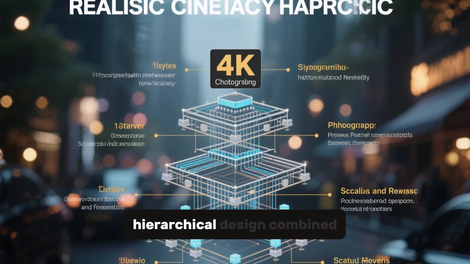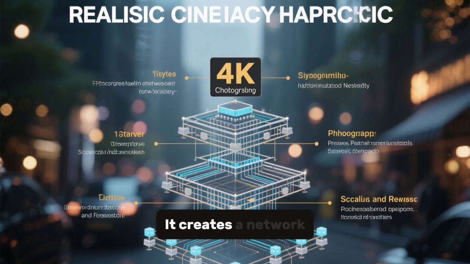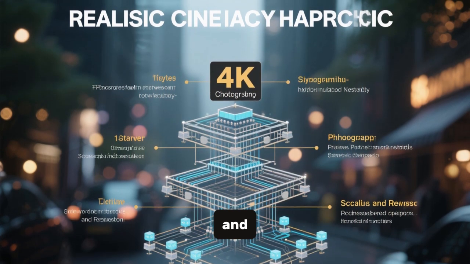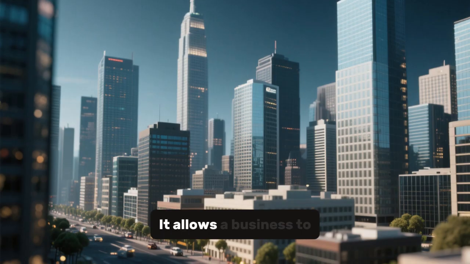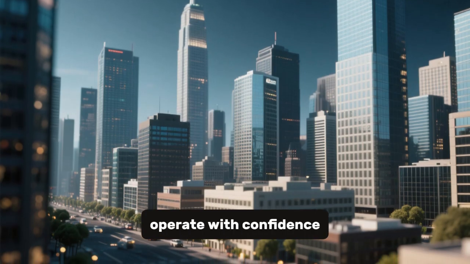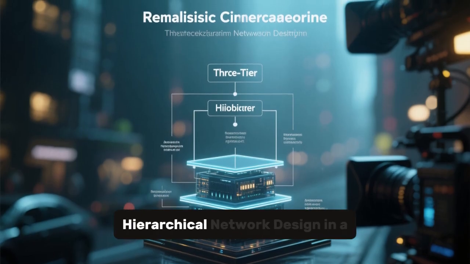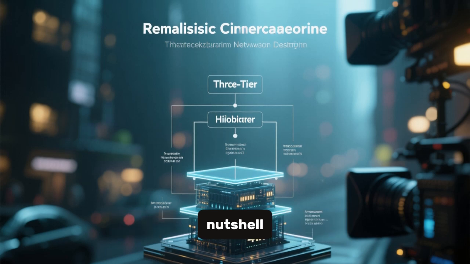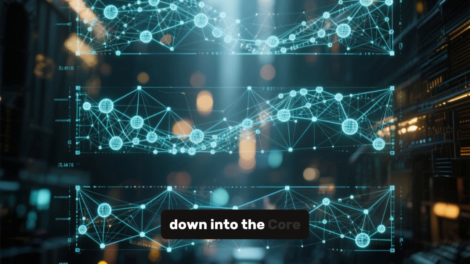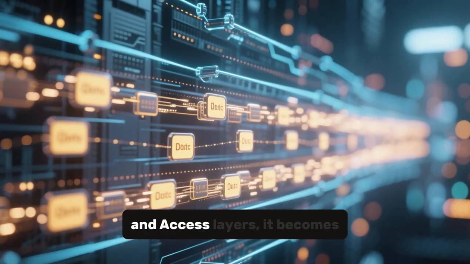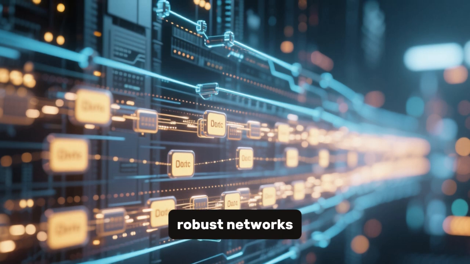This is the power of hierarchical design combined with robust redundancy. It creates a network that is not only scalable and manageable, but also incredibly resilient to failure. It allows a business to operate with confidence, knowing its digital infrastructure is solid. And that's the three-tier hierarchical network design in a nutshell. It might seem complex at first, but when you break it down into the core, distribution, and access layers, it becomes a logical and powerful way to build robust networks.